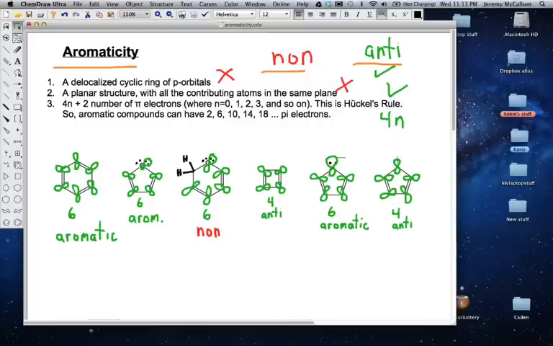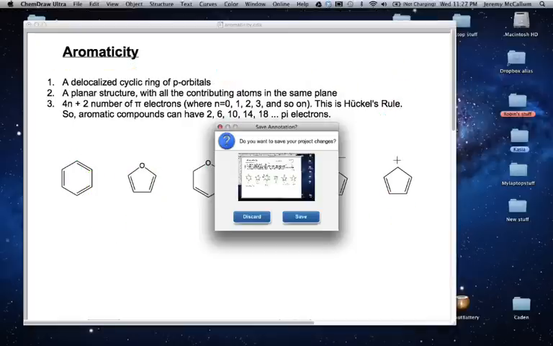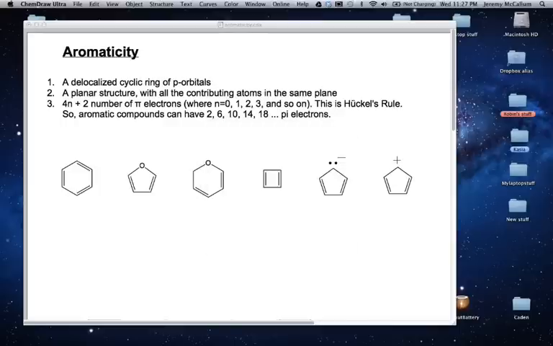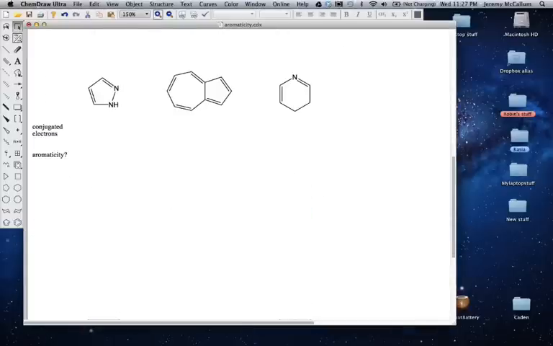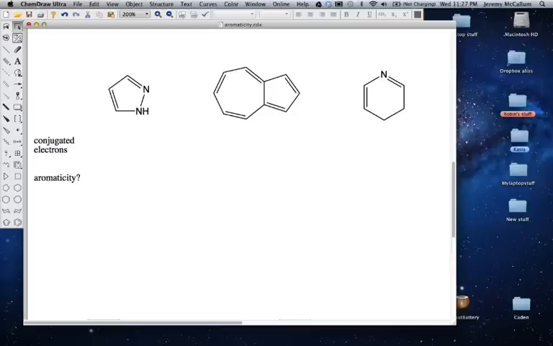Okay? So now let's scroll down here and zoom in a little bit. What I want you to do for homework is to do the same exercise we did with these 3 structures. So take this compound, and this compound. Determine the number of conjugated electrons in each of the systems, and then determine aromaticity. Write down whether these compounds are aromatic, non-aromatic, or anti-aromatic.